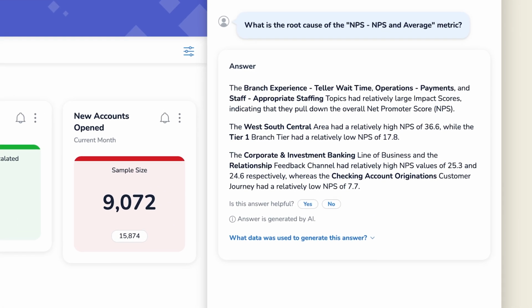Looking at this answer, Taylor sees that the negative feedback about teller wait times is in fact the main topic bringing NPS down. And since this Root Cause Assist is pulling in more data than her earlier look at that singular specific topic, now she's eager to see how the two differ.